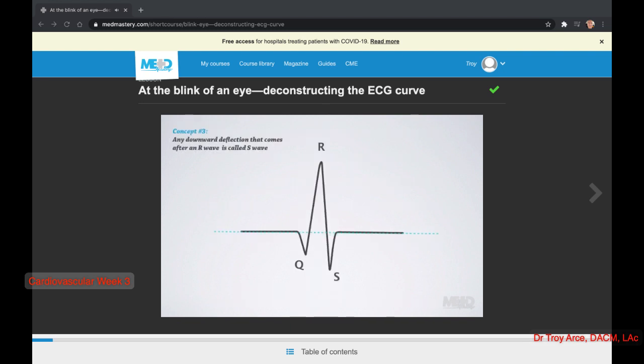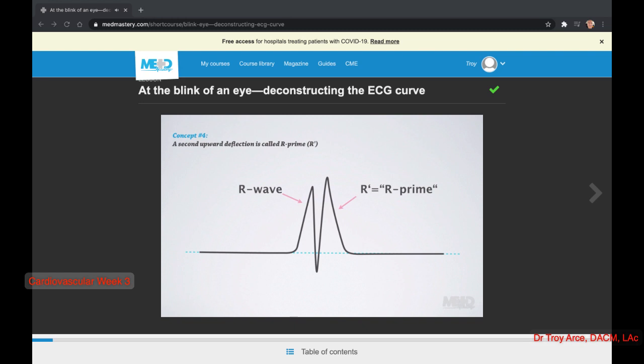Concept number 3, any downward deflection that comes after an R wave is called S wave. Concept number 4, a second upward deflection is called R prime.